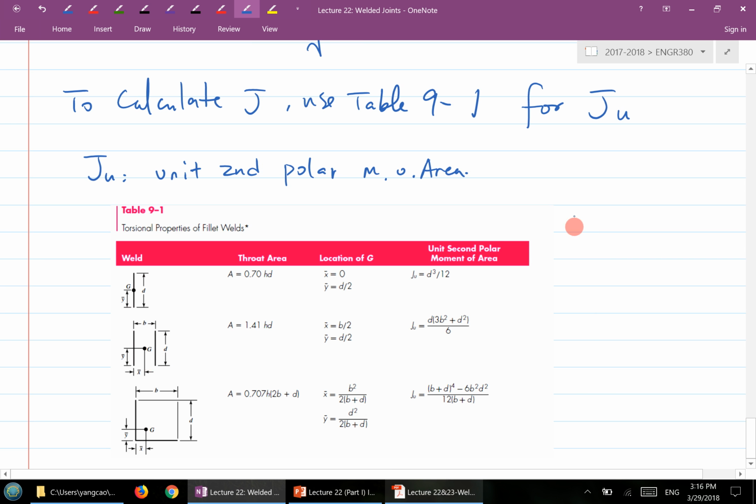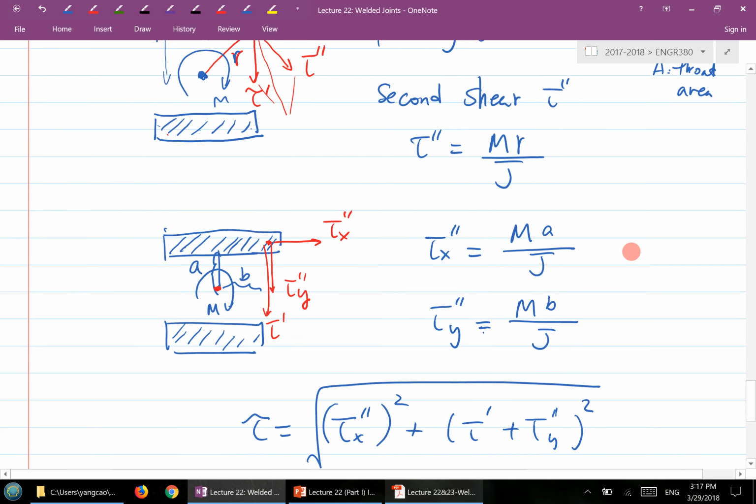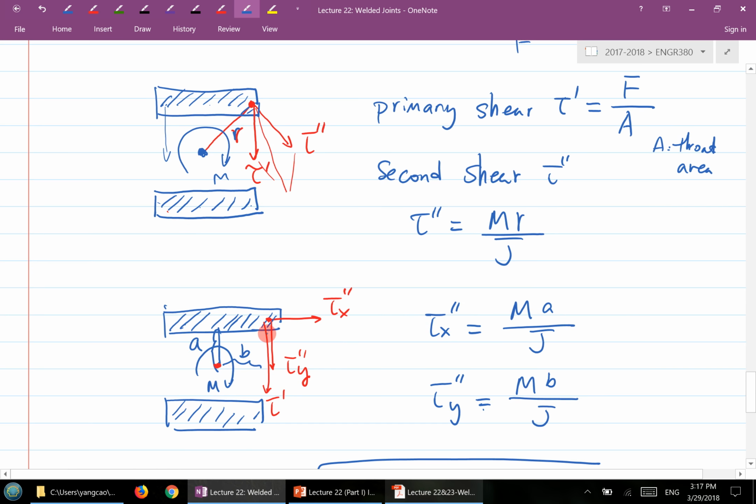Once you get the JU, J is equal to 0.707H times JU. 0.707H is basically the throat area T. So here, the unit is basically considered a unity throat area of 1. The actual throat area is 0.707 times H. That's why you use 0.707H times the result JU to give you the J. That makes sense?